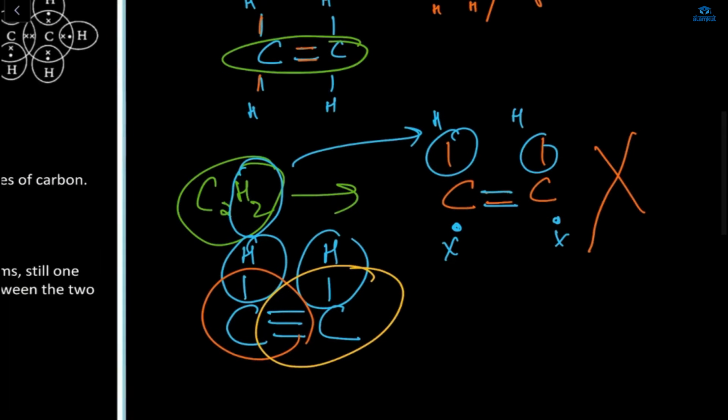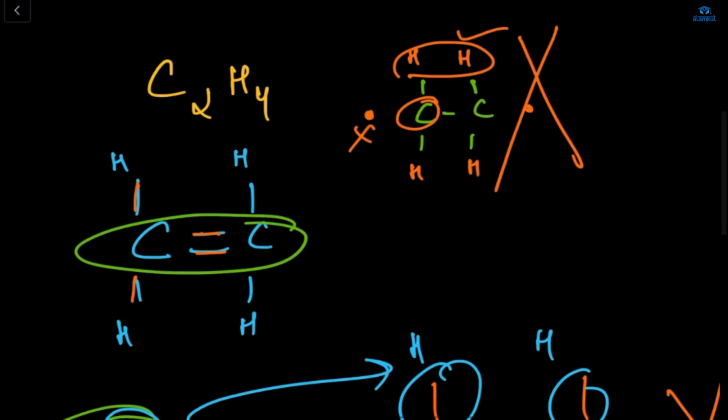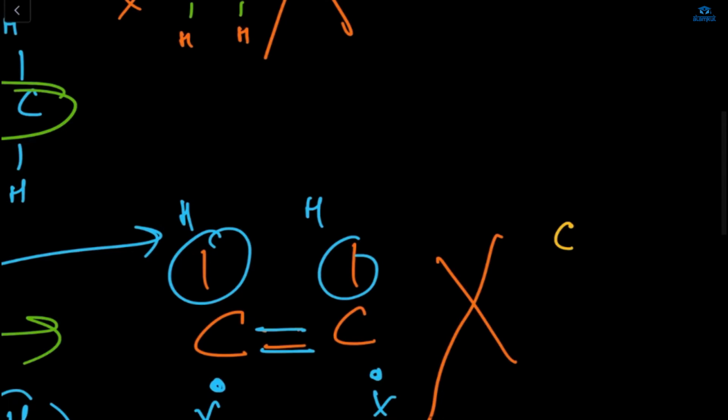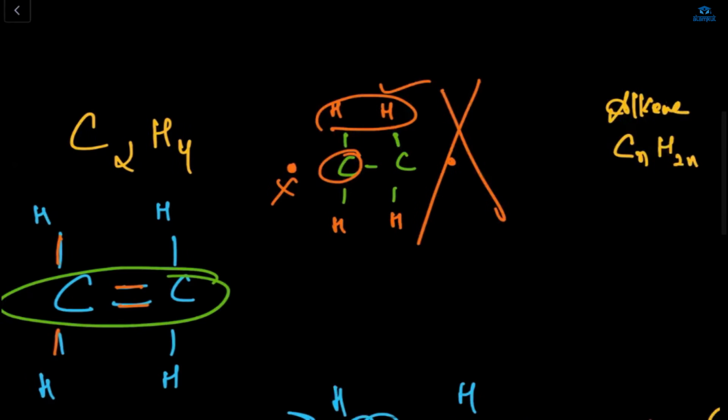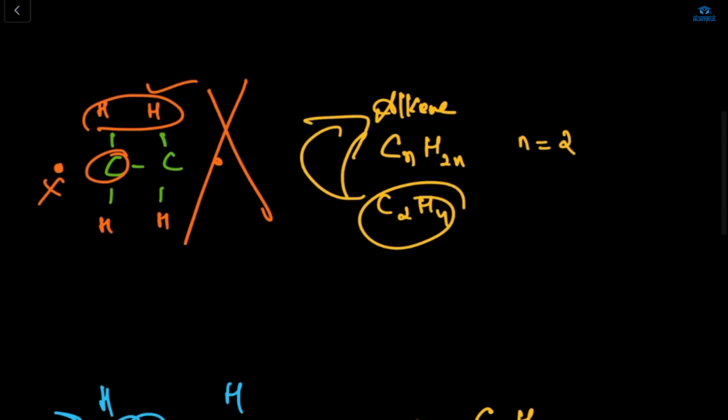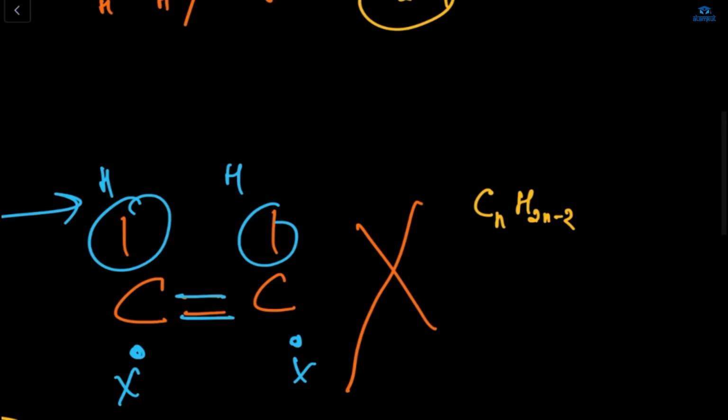So C2H2 means triple bond, and C2H4 means double bond. Next, you can also check with the formula. The alkane formula was CnH2n, right? And alkyne was CnH2n minus 2. So here how many carbons? Two carbons. If I write n equal to 2, then it will be H4. It means this formula is satisfied for your alkene group. And here n is 2, so if I'm writing C2, then H2 is there.